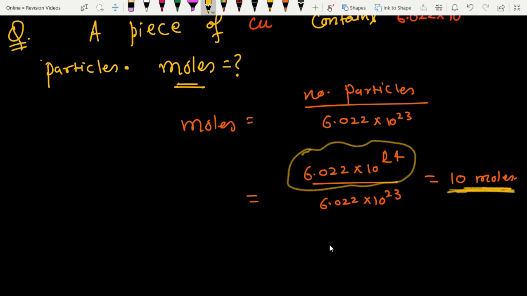So these are three methods based on which we can calculate the number of moles of any particular substance.